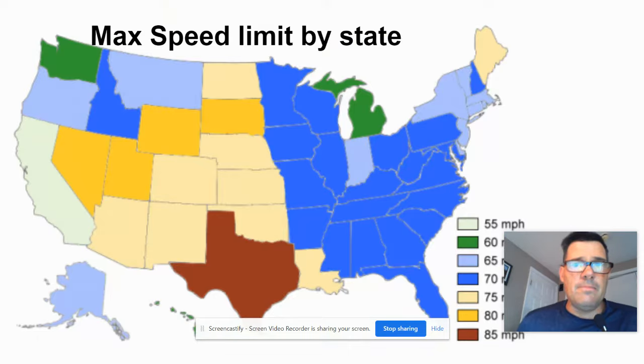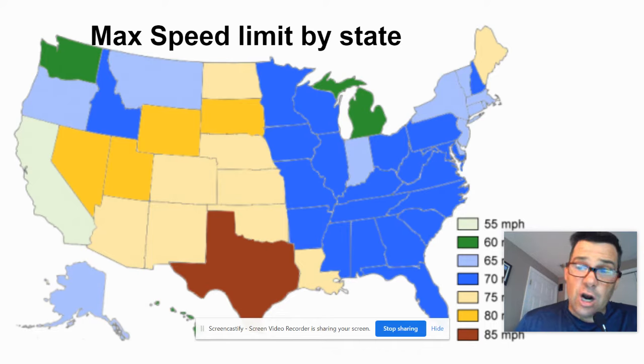Okay. Here's maximum speed limit by state. You see the dark blue on the right, in the east. Those are all 70 miles an hour as the max speed limit. Look at the differences. Look at the extremes. California is the light green one. 55 is the max speed limit in California, but in Texas, it's 85.